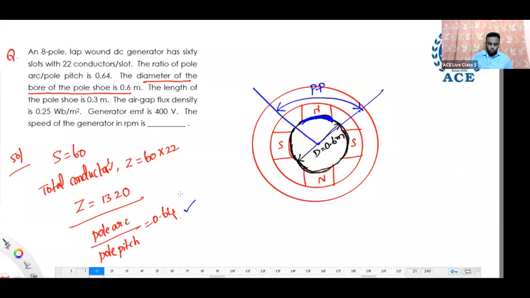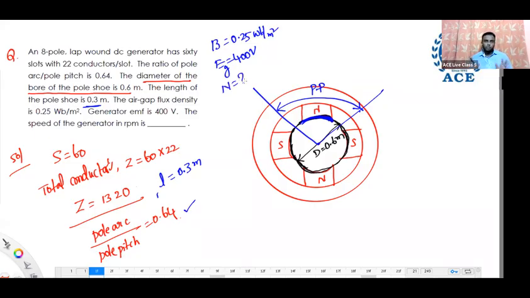The length of the pole shoe is 0.3 meters. The air gap flux density B equals 0.25 Weber per meter square. The generator EMF EG is 400 volts. What we have to find? The speed of the generator we need to calculate in the question.